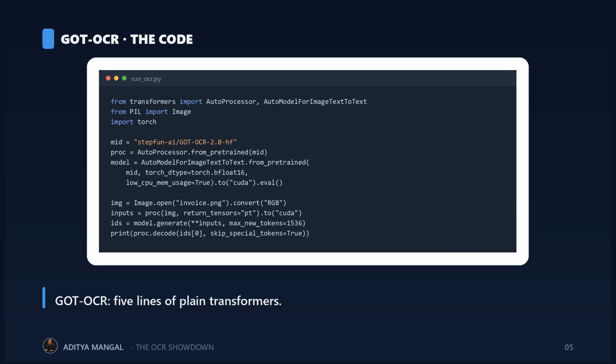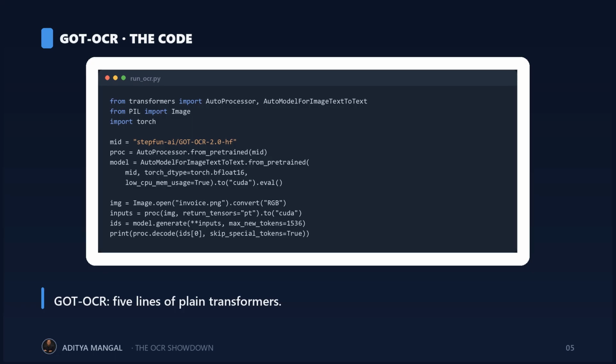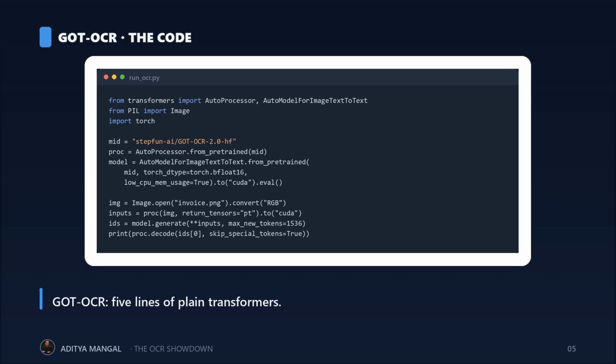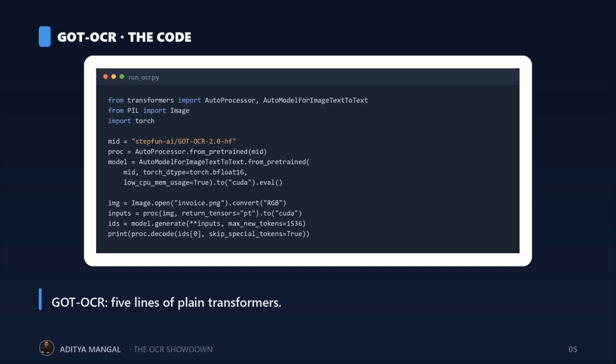Now GOT-OCR 2.0, the opposite philosophy. It's a clean 580 million parameter model you load straight from Hugging Face as an image text-to-text model in BFloat16. You pass the image through the processor and call generate. No backend to stand up, no structure flags, no post-processing. 5 lines. GOT has exactly one job. Read the page and return the text.